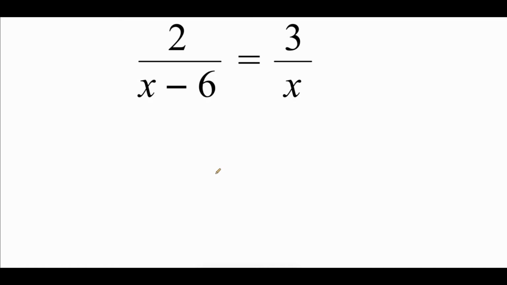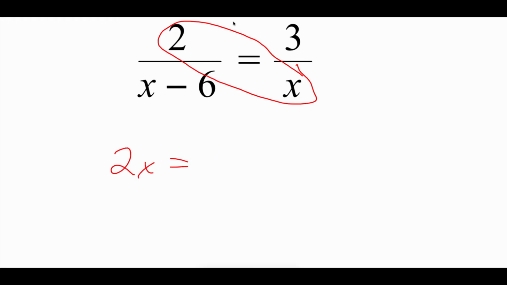As we take a look at our next example here, we've got 2 over x minus 6 equals 3 over x. And we're going to use some cross multiplying, some cross products here. So I'm going to group up the 2 and the x first, and we're going to multiply those together. So 2 times x is 2x.